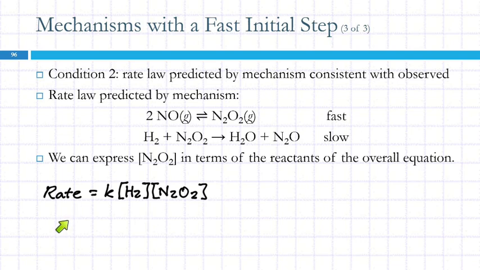So this is the rate law that we would predict from this slow step, but this cannot be the rate law for that chemical equation because N2O2 is not one of the reactants. So how would you even test that? To find the constant, you need to measure the concentration of N2O2, but it's not one of the reactants. That's not going to be useful, okay? So what we can do is express the N2O2 concentration in terms of reactants from the overall reaction.